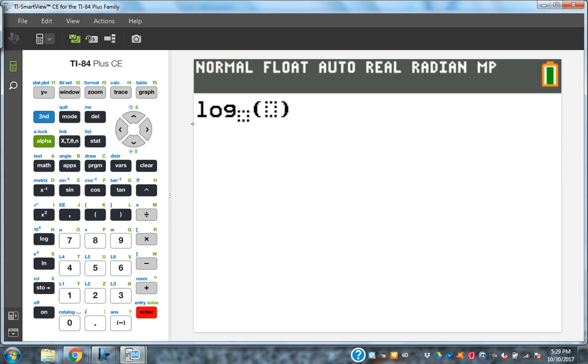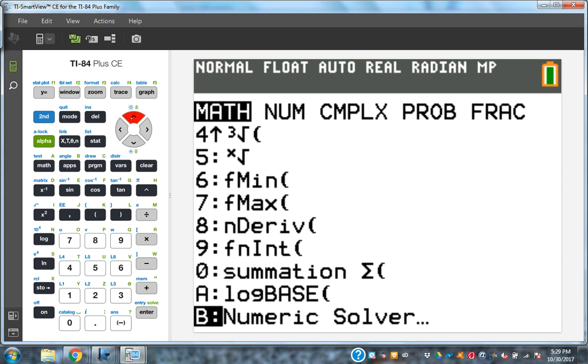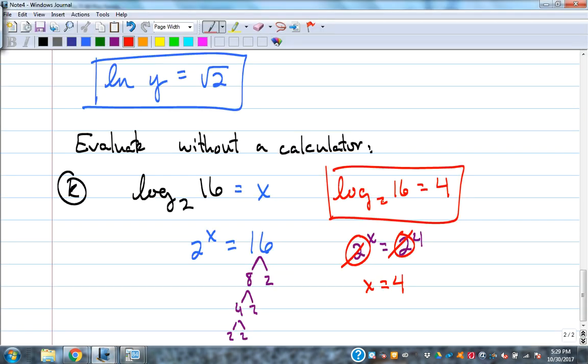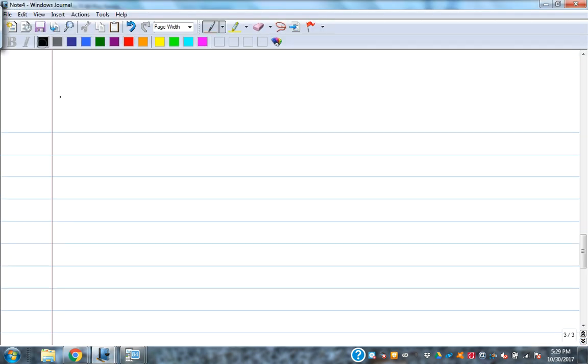So to get to log base, you go math, and then just press the up arrow, and you'll see it down at the bottom. Hit enter, and it gives you a blank spot for the base of the log, base 2, and then you put in the number 16, and it'll crank out the result. That's nice. You kind of want to be able to think about them without the calculator, and I know it's not something that many of you are going to spend a whole lot of time doing.